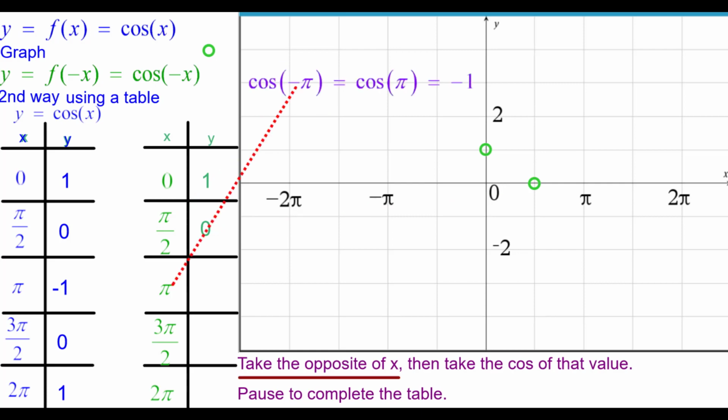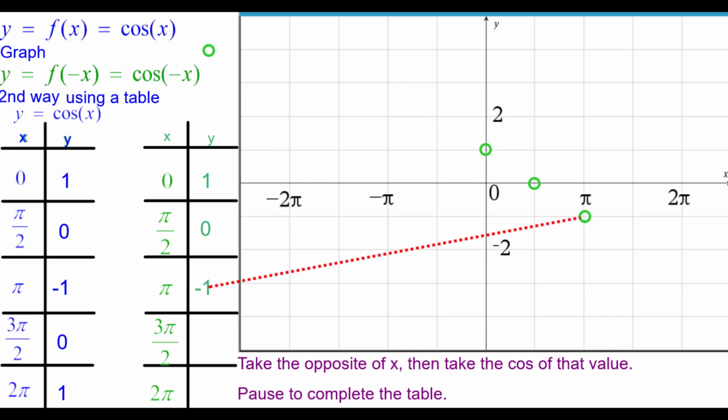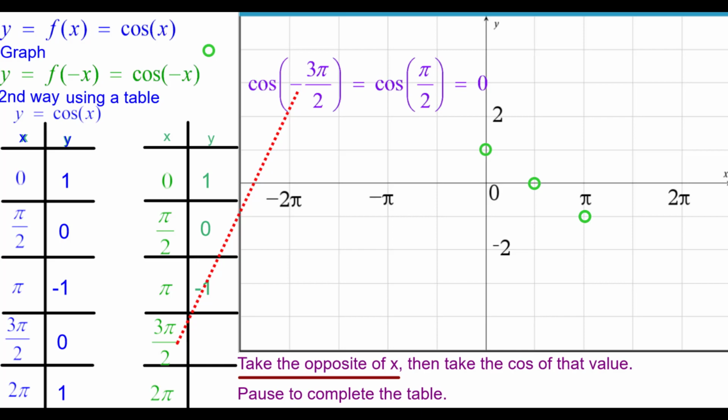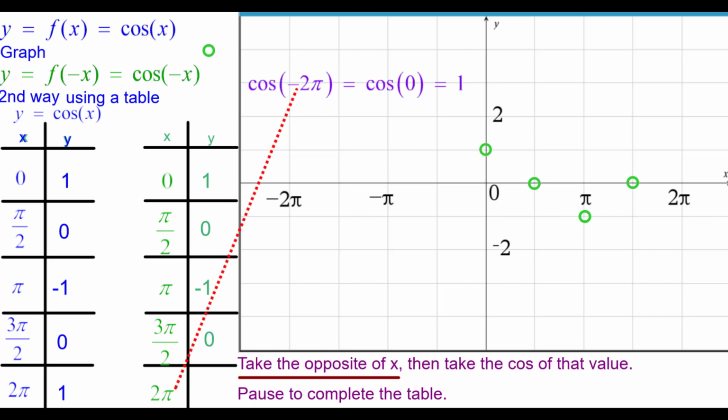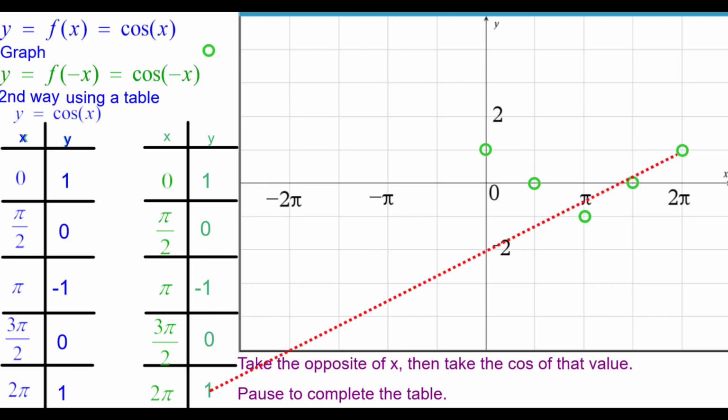The cosine of the opposite of pi is equal to the cosine of pi. Again, the arguments are a period apart, 2 pi. And so that's equal to negative 1. The cosine of negative 3 pi over 2 is exactly the same as the cosine of positive pi over 2, which is equal to 0. So 3 pi over 2 comma 0. And finally, 2 pi, the opposite of that is negative 2 pi, and the cosine of that is the same as the cosine of 0, which is 1. And we'll plot 2 pi comma 1.